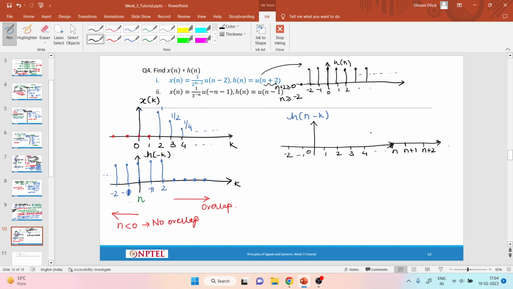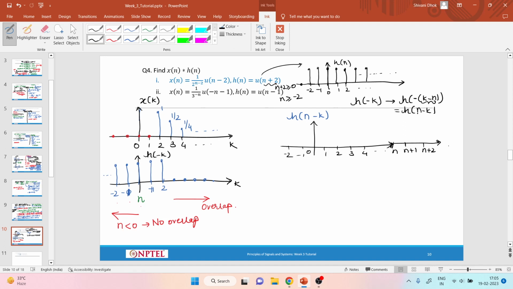So now I am doing this h of n minus k, and that's why I'll be shifting it rightwards. Now you might be saying, okay, this n is positive, then why are we shifting it rightwards? So actually it's like this. We have flipped it and then we are shifting it, by minus of k minus n. So we are shifting it rightwards like this. This is your shifting equation, which actually leads to h of n minus k.